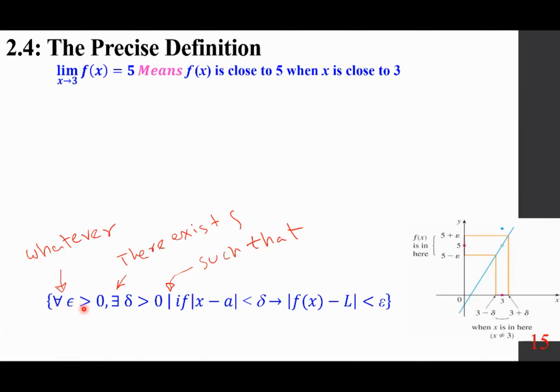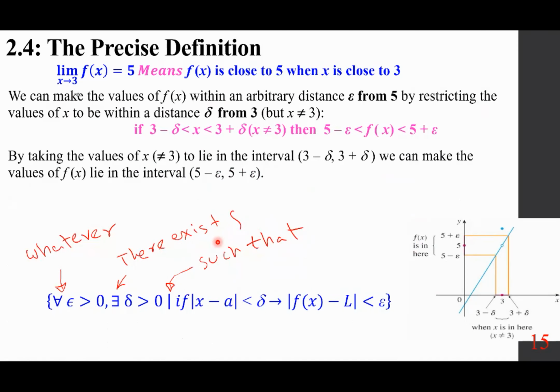So let me quickly go over it one more time. Whatever the value of epsilon larger than 0, there is a delta larger than 0. Both epsilon and delta are extremely small numbers, such that if the absolute value of x minus a is less than delta, that means the distance, remember the absolute value refers to distance, between x and a is extremely small, less than delta. Then the absolute value of f of x minus L, that means the distance between the functional value and the limit, is less than epsilon. I have to erase those. I will do them in a moment.